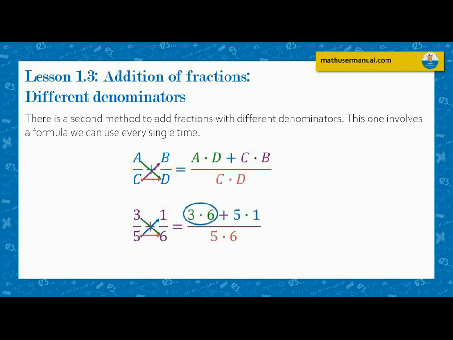Then 3 times 6 is 18. 5 times 1 is 5. We get 18 plus 5 on the top. And then we have 5 times 6 in the denominator, which is 30. The last step, 18 plus 5 is equal to 23. So our fraction is equal to 23 over 30, which is the same as what we got in the previous part of the video. So no matter the method, we always get the same answer.